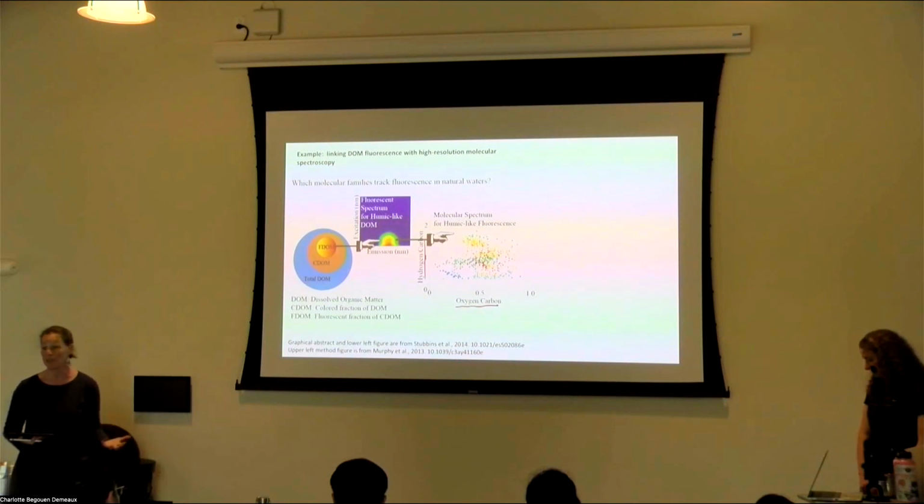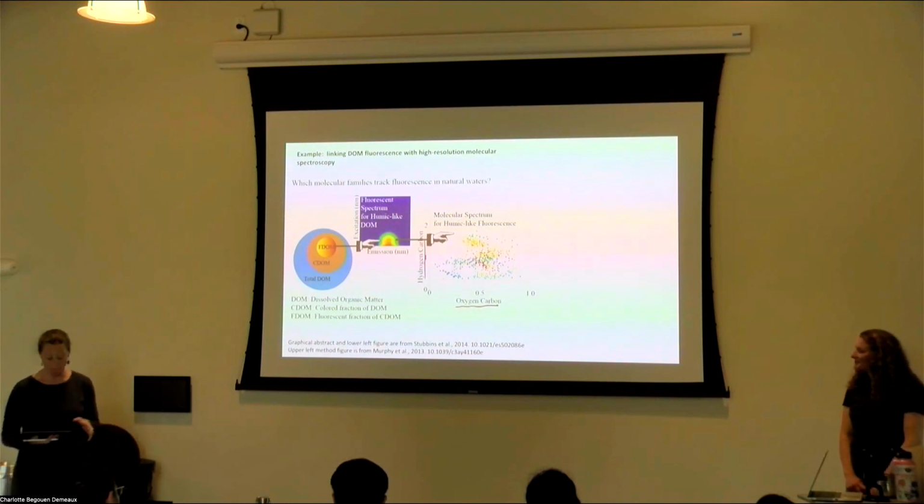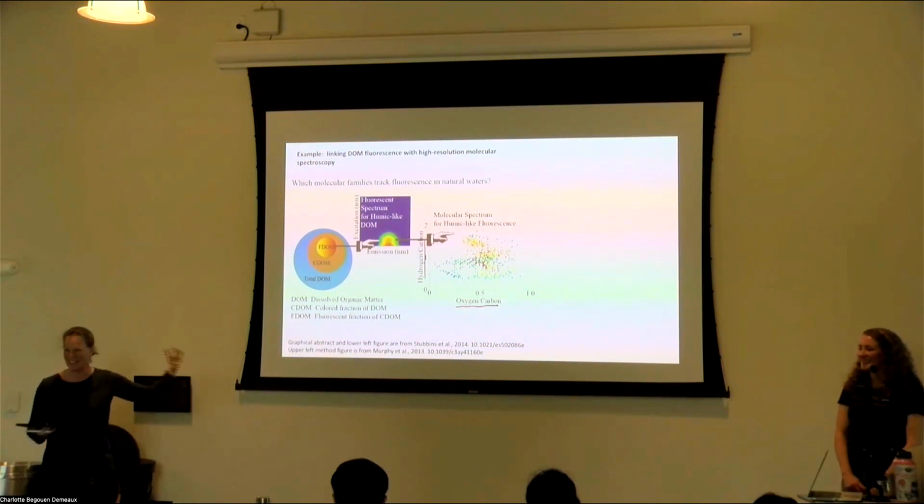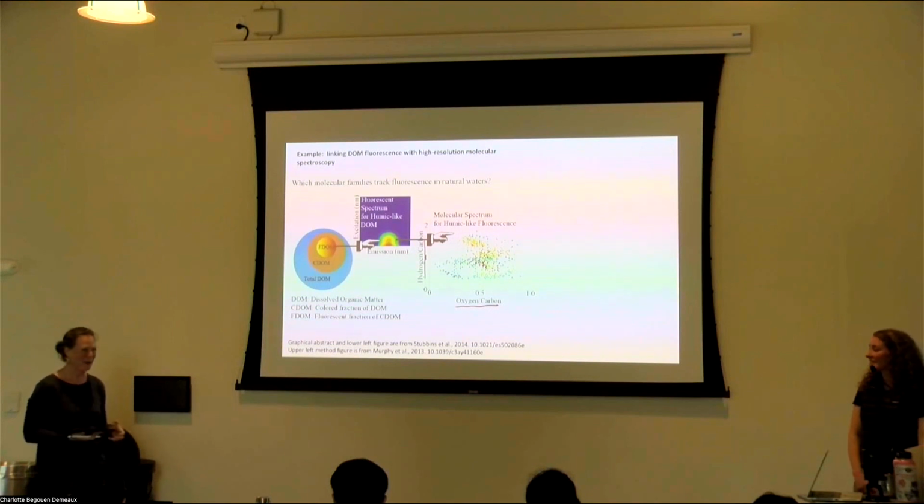Incredibly complex molecular spectrum. That's the end of the very high information content and very low sample density part of this example.